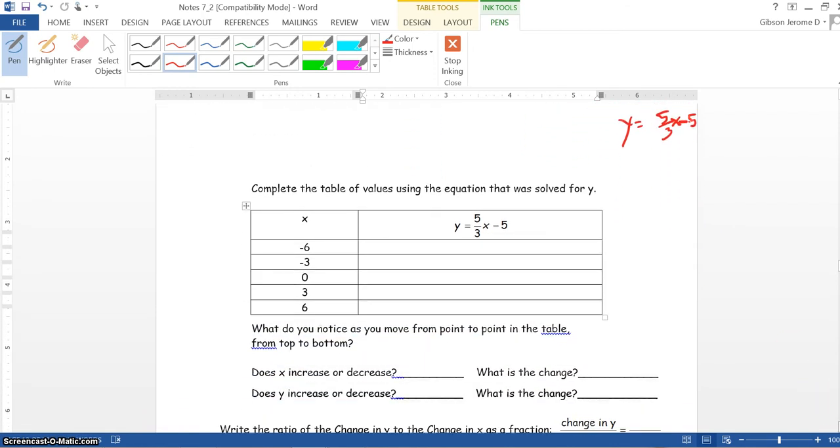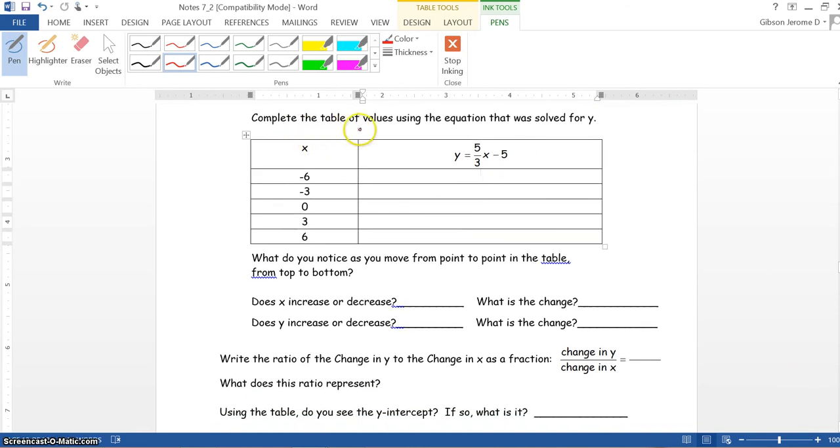So now, we come here to this table. It says complete the table of values using the equation that was solved for y. We have y equals 5/3 x minus 5. Now again, you can use your calculator in this here, but I will show the substitution. We have y is equal to 5/3 times negative 6 minus 5. Now using your calculator, it will give you negative 15.